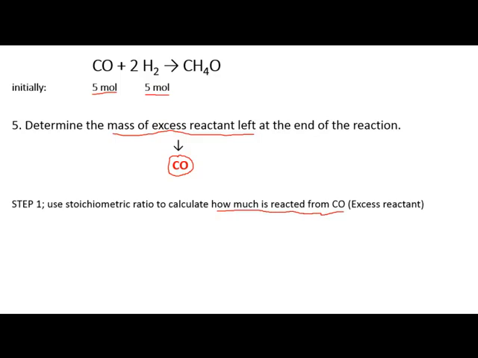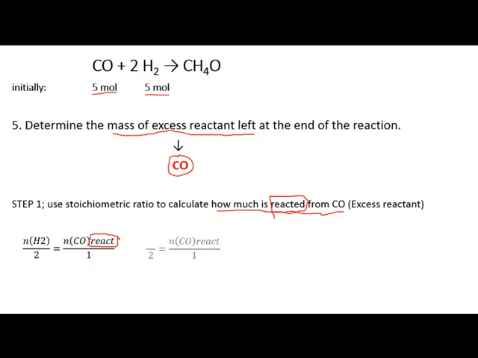In order to determine how much is left, we must know how much is consumed, or how much has reacted, by using the stoichiometric ratio. We will use the stoichiometric ratio, or the relation, between CO and hydrogen gas. According to the stoichiometric ratio, as we have studied before, number of mole of hydrogen over 2 equals number of mole of CO over 1. Since CO is in excess, we write the word react for CO.